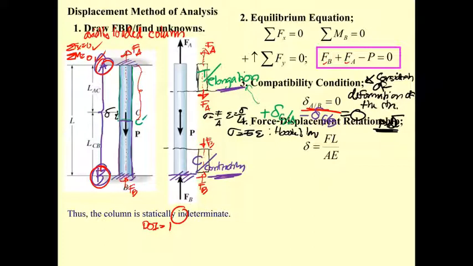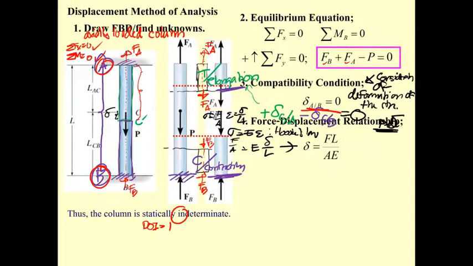Okay, so we put this one as F over A equal to modulus of elasticity times the deformation over L. Now the equation is going to be here. In the analysis of a statically indeterminate structure, you have the equation of equilibrium, the compatibility condition, and the force-displacement relationship, three of them. And now each of them you just consider.